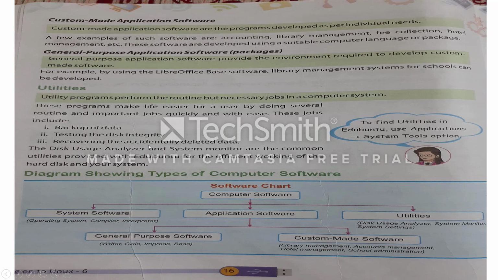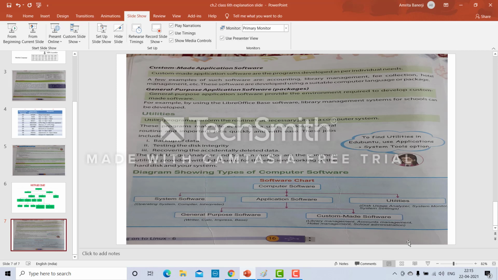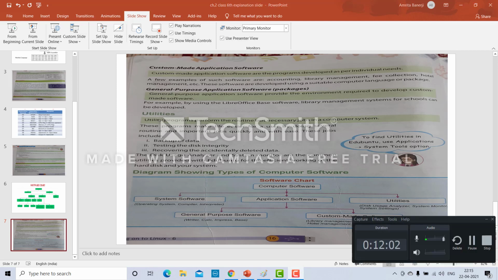So children, that's all for this chapter. And finally children, here is the diagram showing the different softwares and their types. Okay, so hope you have understood, children. Over here we finish up our explanation part.